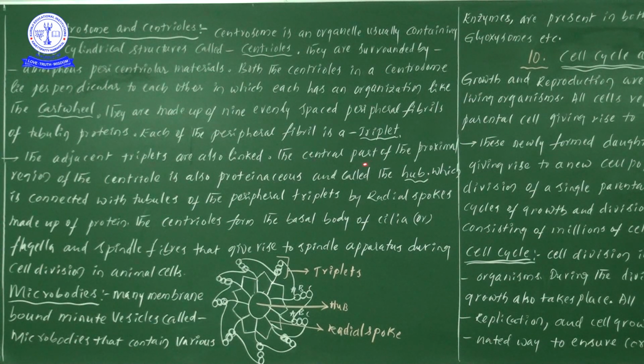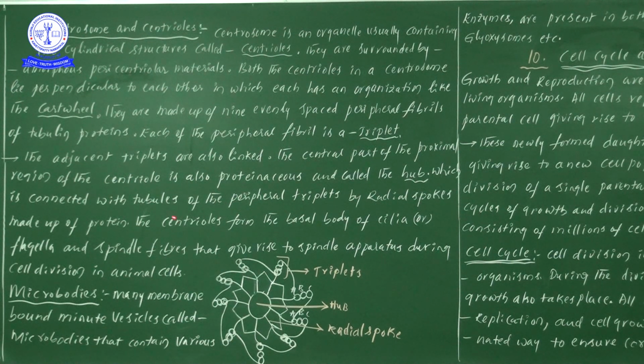Next one, the central part of the proximal region of the centriole, or simply you can remember like this, that central part of the centriole is also proteinaceous, means it is also made up of proteins. That particular part is known as the hub. So the central part of the proximal region of the centriole is also proteinaceous, here the central hub. Exactly, let's spotlight what we are seeing now. This is the hub. That particular hub is also made up of proteins.